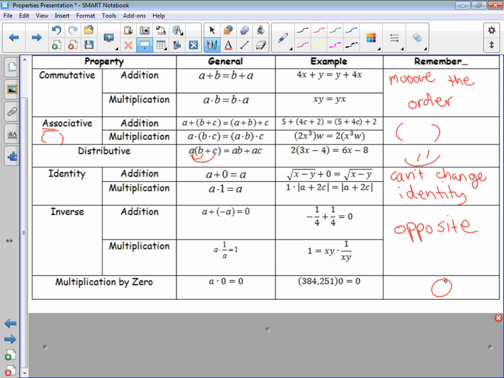So it's commutative. What was associative? Associative. It's the parentheses, right? Because you're changing your parentheses. Associative.